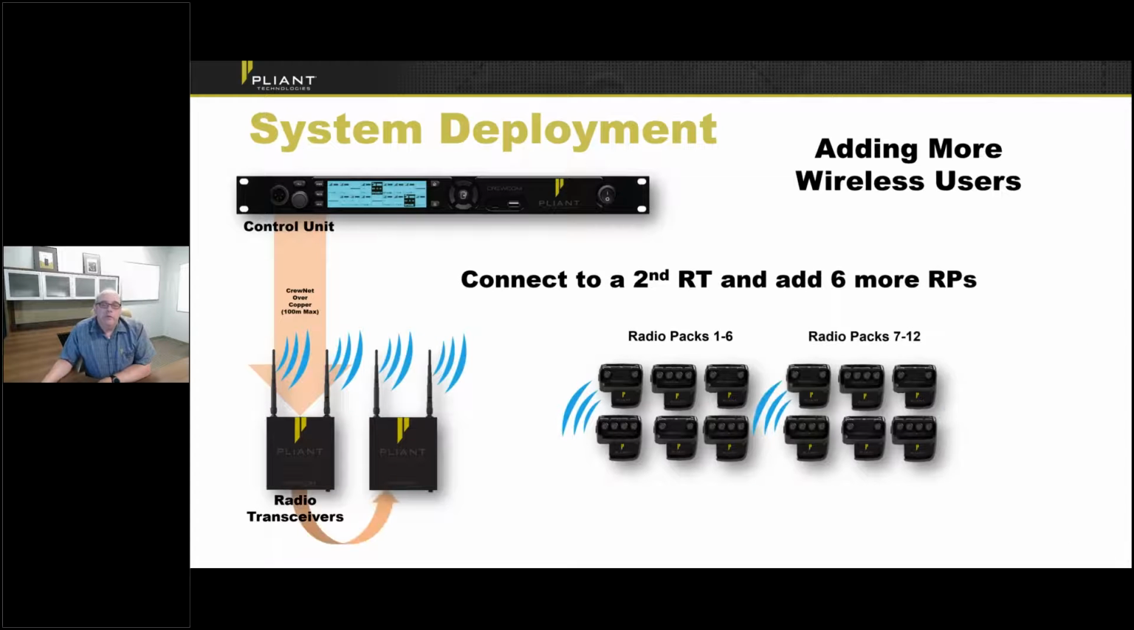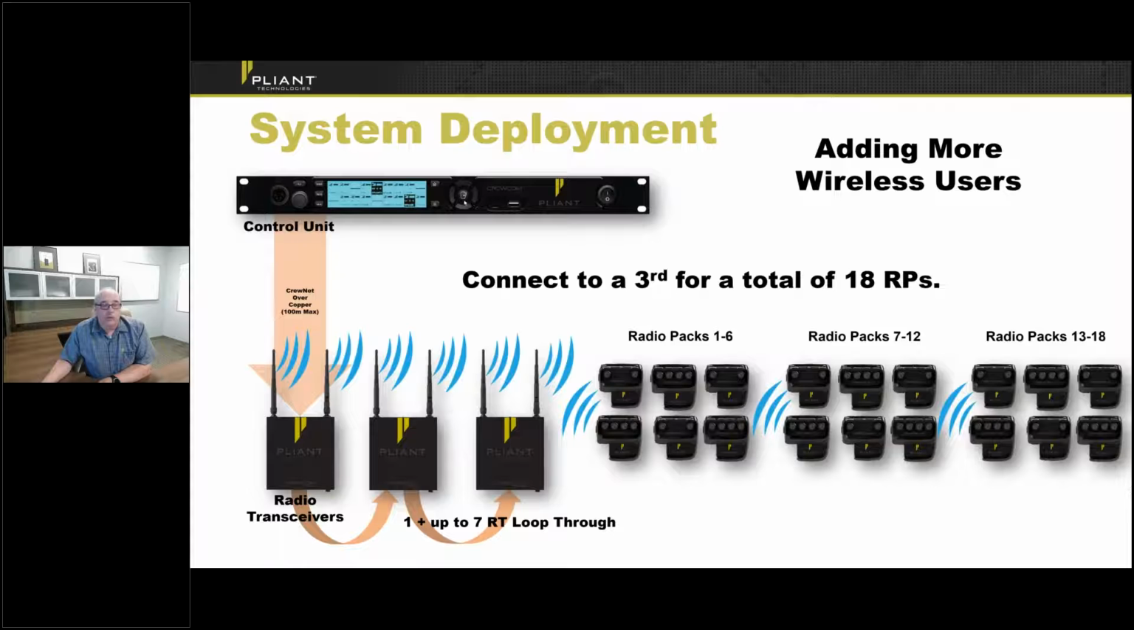If you want to add more users, as we talked about the flexibility and being able to add on very easily, it's very simple. As it was pointed out earlier, there is a loop through connection on the transceiver. So if I want to add more users to, let's say, a main area, I can just add another transceiver, and now I can have up to 12 packs in that location. I can actually do that one more time for one control unit. As I mentioned, 18 is the max.